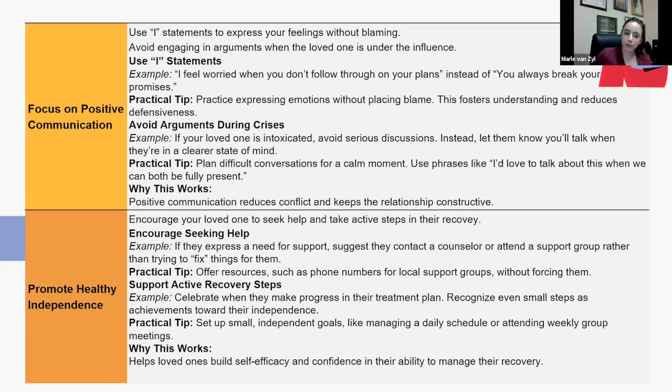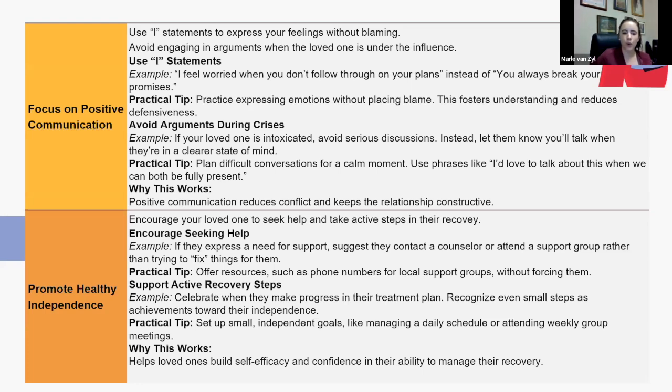So the next one is to avoid arguments during a crisis. For example, if your loved one is intoxicated, avoid serious discussions. Instead, let them know you'll talk when they're in a clear state of mind. A practical tip would be, plan difficult conversations for a calm moment. Use phrases like, I'd love to talk about this when we can both be fully present. And why this works, it's positive communication, reduces conflict, and keeps the relationship constructive.